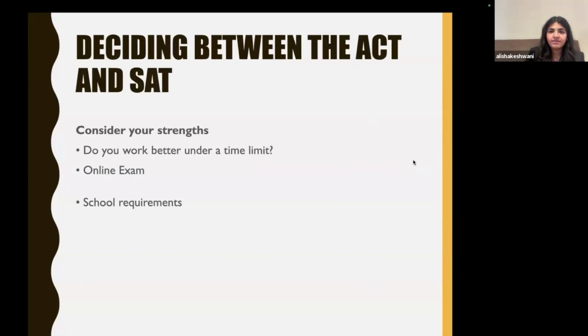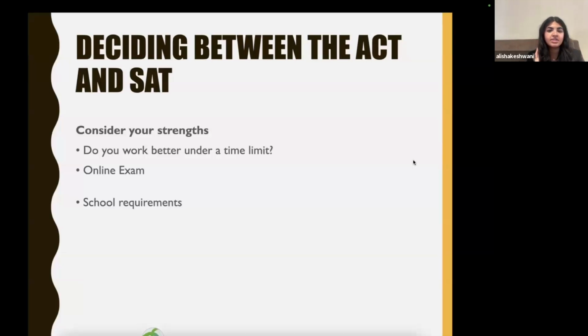So kind of going off of that, when you want to decide between the ACT and the SAT, I definitely recommend taking both, at least through a practice exam, even if it's not an officially proctored exam. Even if you think you know your strengths, it can still be helpful to actually sit down and take the exam and see which one you score better on.